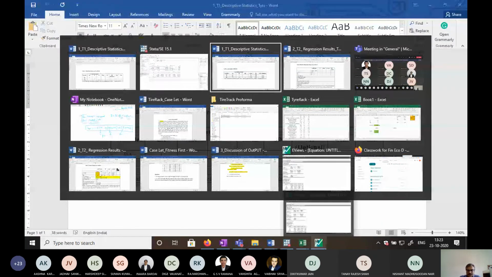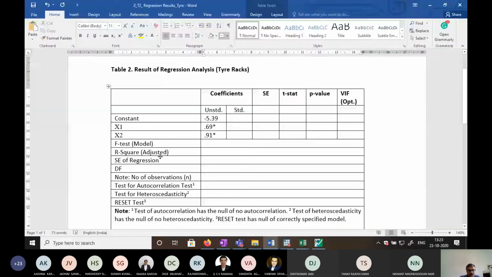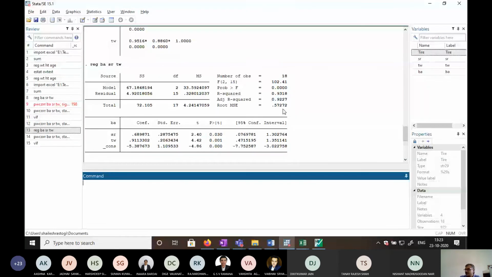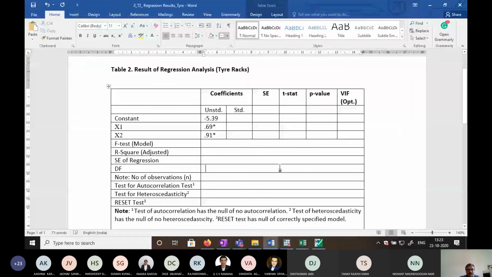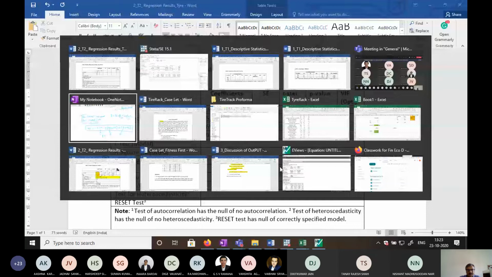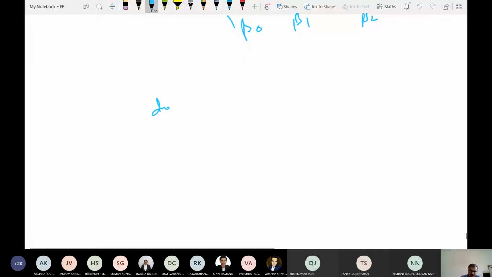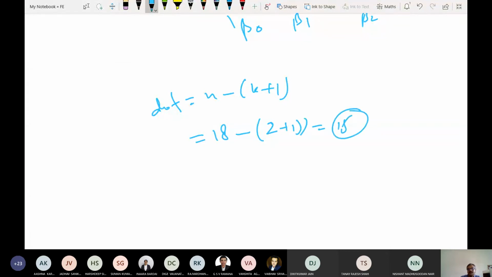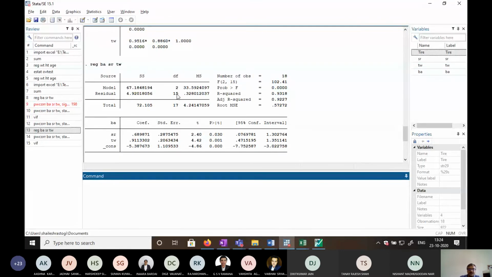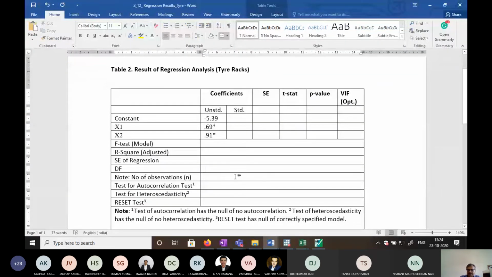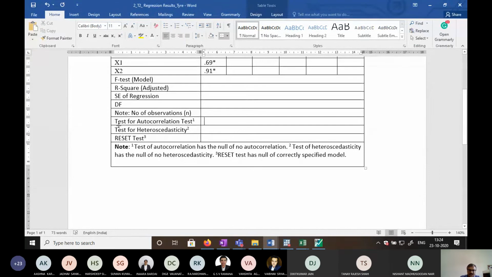So the standard error of the regression I can easily find: this is 0.5727. Degree of freedom, you remember we talked about the equation. What was the formula? There are 18 observations. The degree of freedom formula was n minus (k plus 1). N was 18, and k is equal to 2, so k plus 1 is 3, and 15 is the right degree of freedom. As you're finding, 15 is coming here, and when you write it, you need to write 15. Observations are 18.